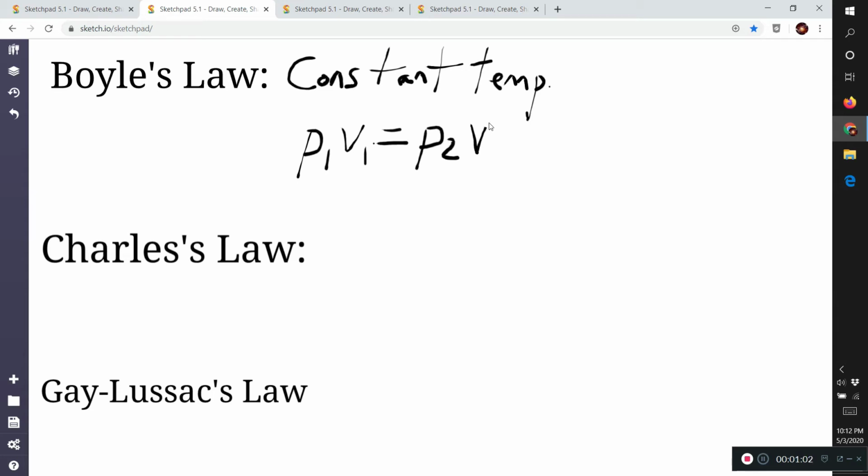And these have what are called an inverse relationship. Basically, as one side goes up, the other side must come down to compensate. So if the pressure goes down, the volume has to go up. And that's an inverse relationship. As one of them goes up, the other one must come down. And that was Boyle's law.